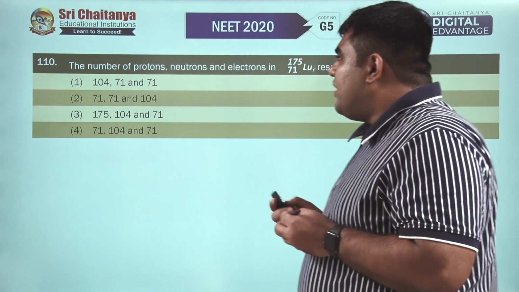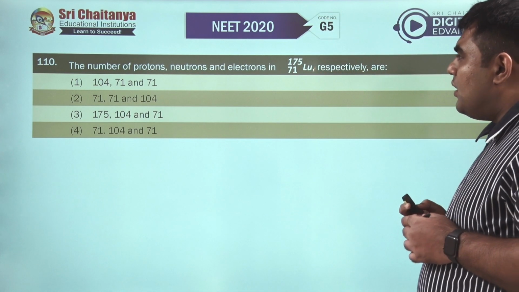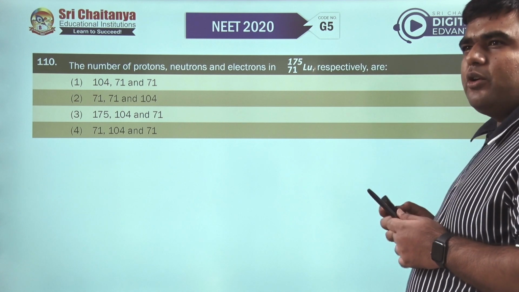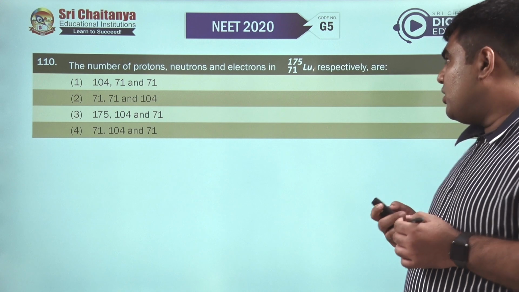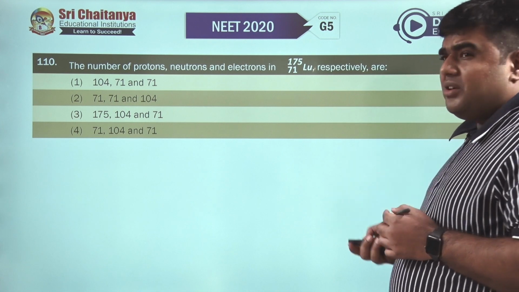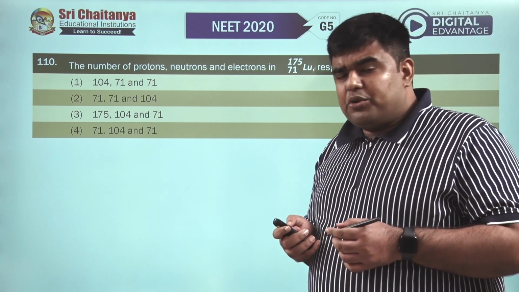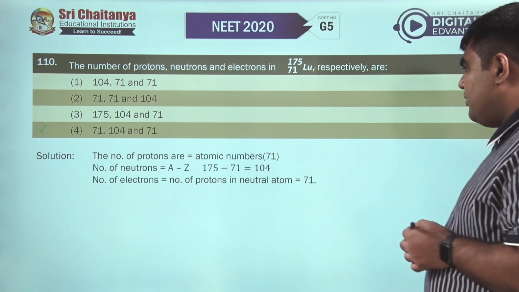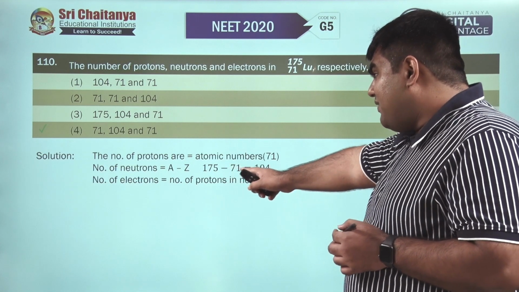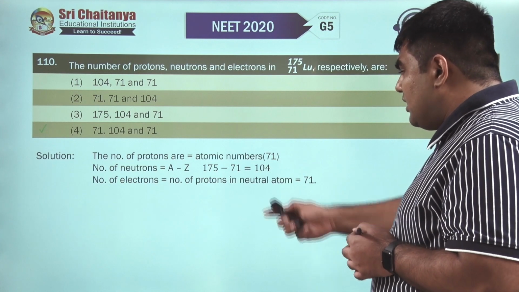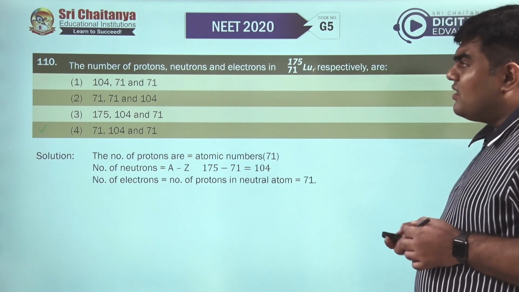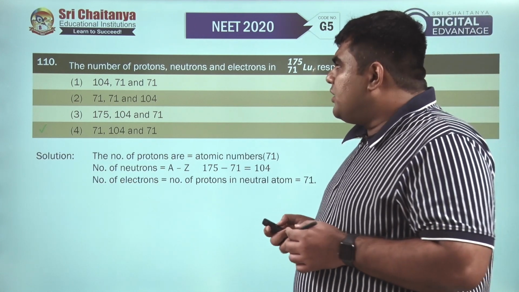So let's move to question number 110. The number of protons, neutrons and electrons in lutetium. So number of protons is going to be equal to the atomic number, number of neutrons is going to be mass number minus atomic number, and number of electrons in a neutral atom is always equal to number of protons. So for this question we are going to have number of protons 71, number of neutrons that is 175 minus 71, that is 104, and the number of electrons which is going to be 71. So the fourth option is the correct option for question number 110.